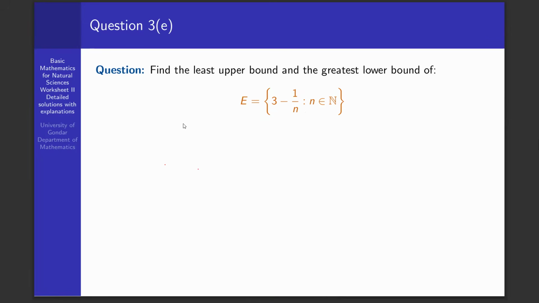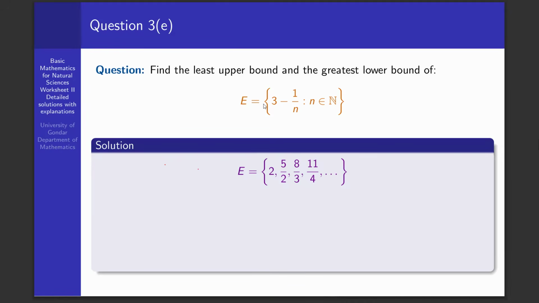The next one, that's question number 3e. Again, it is on the least upper bound and greatest lower bound of a given set. We are given the set A in the form of this function, that is 3 minus 1 over n, where n is an element of N, the set of natural numbers. We are asked just to find the least upper bound and the greatest lower bound of the set.